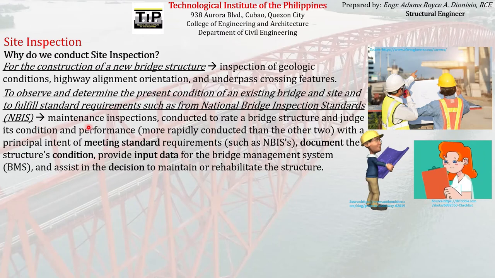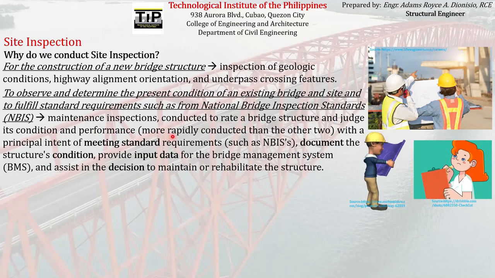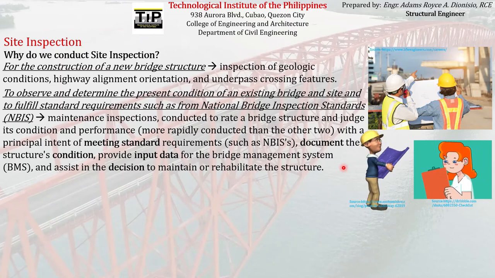So we usually conduct maintenance inspections, or we also conduct site inspection to rate a bridge structure and judge its condition and performance, which is more rapidly conducted than the other two, with a principal intent of meeting standard requirements such as from the NBIS. And we also conduct site inspection to document the structure's condition and provide input data for the bridge management system, or BMS, and assist in the decision to maintain or rehabilitate the structure. So again, the second reason why we conduct site inspection is more of a concern on existing bridge and site. We usually conduct site inspection to assess the condition of an existing bridge site, so that we will be able to decide whether to maintain it or rehabilitate it.